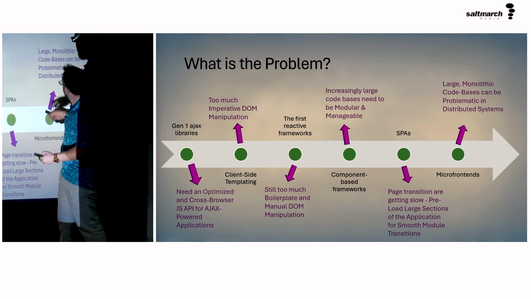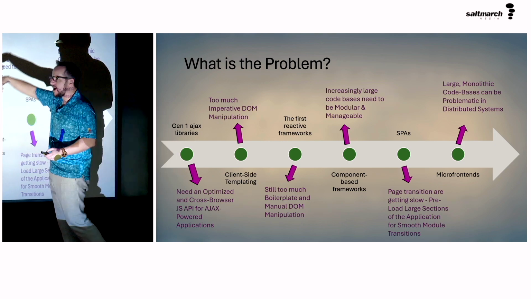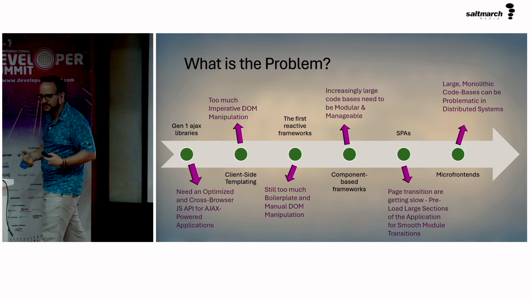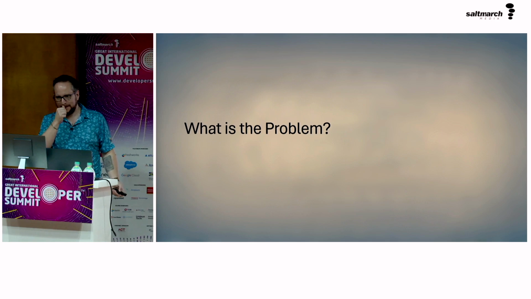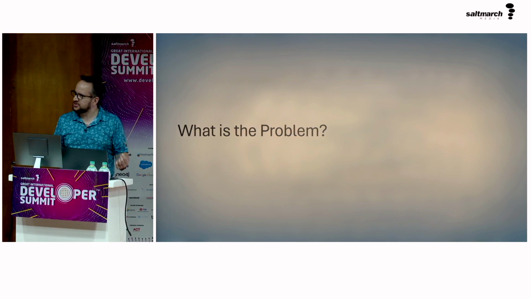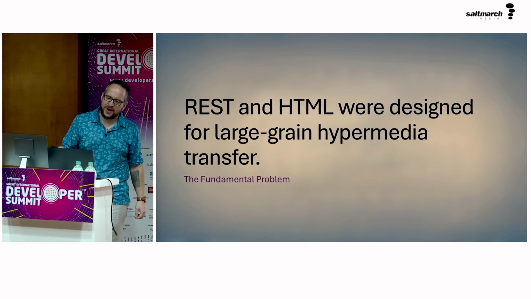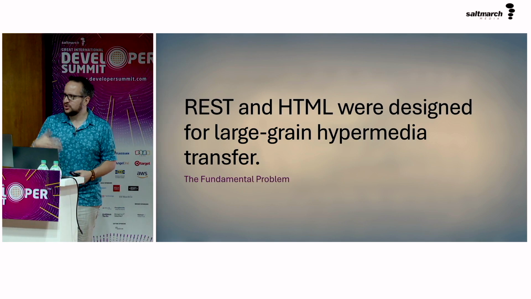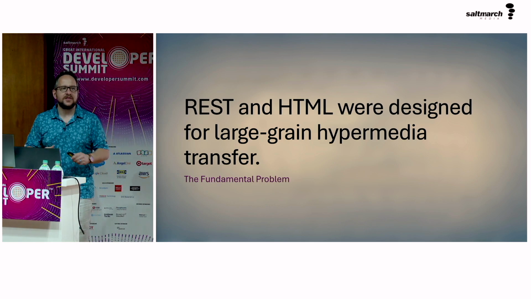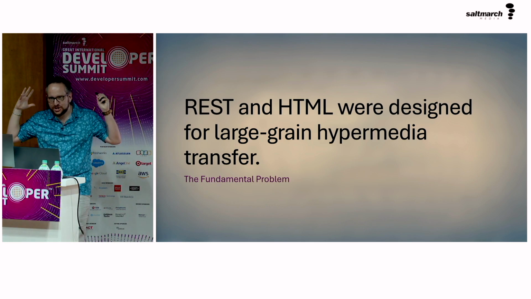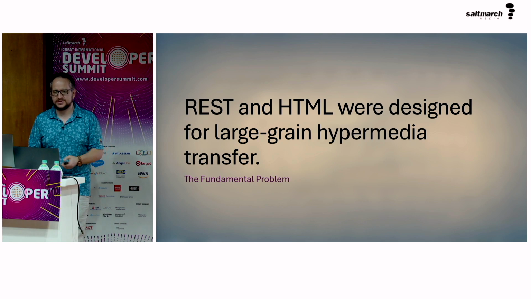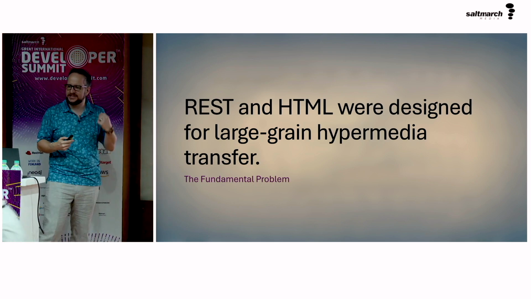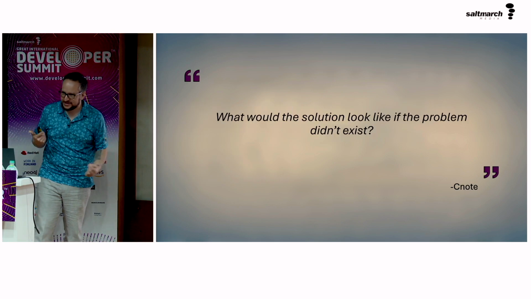So it's like each stage, we're solving problems. We solve a problem, we introduce more. We solve a problem, we introduce more. What is the problem? The problem is REST and HTML were designed for large-grain hypermedia transfer. We got two hypermedia controls, the link and the form. They're both large-grain. They're both page-level transition events. And almost everything in that Web 2.0 timeline originates from attempts to work around this fact.